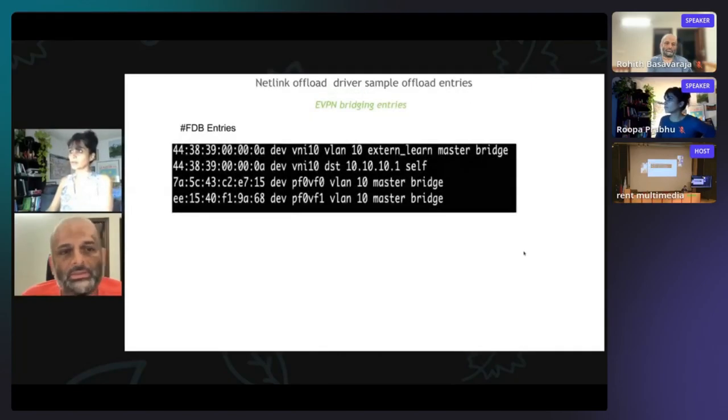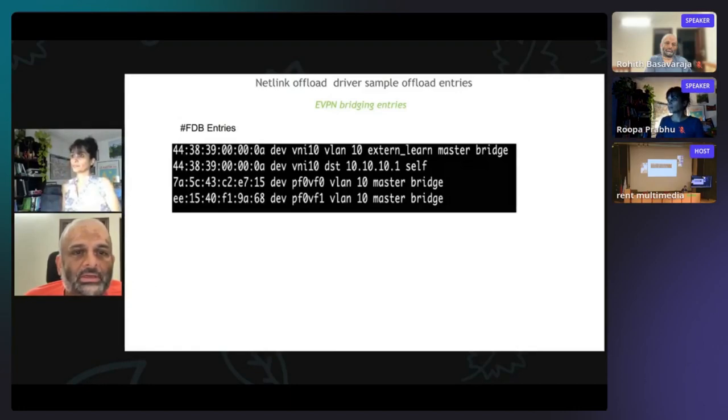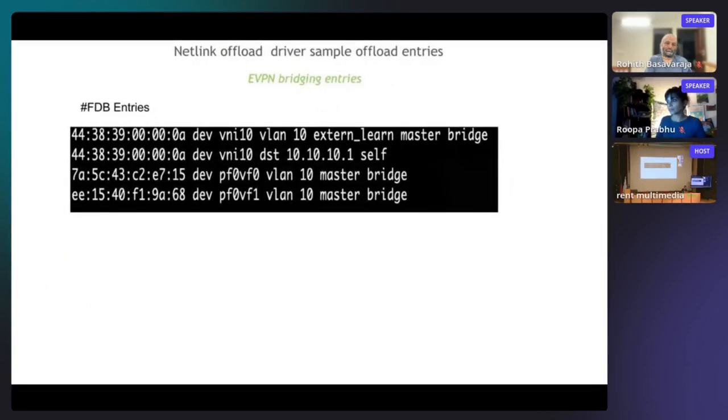Once we have this kind of configuration, this is how the FDB entries look. For example, what I'm showing here is the remote DMAC where we are going over the tunnel. So we need to use the destination IP for the tunnel as 10.10.10.1. Next, we will look at how the TC rules look. We can go to the next slide.